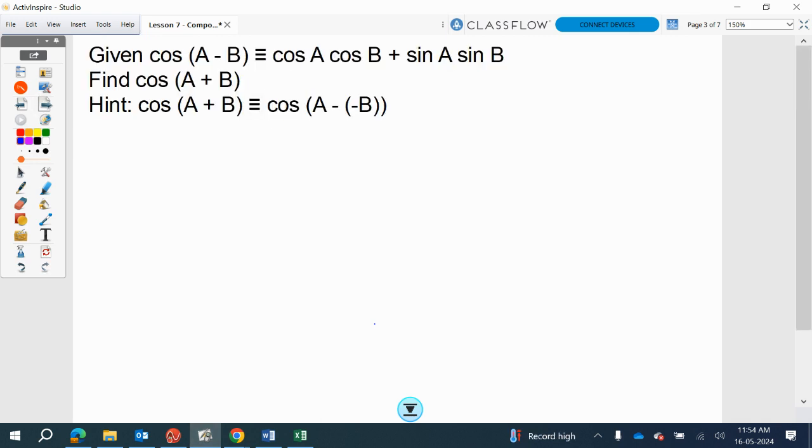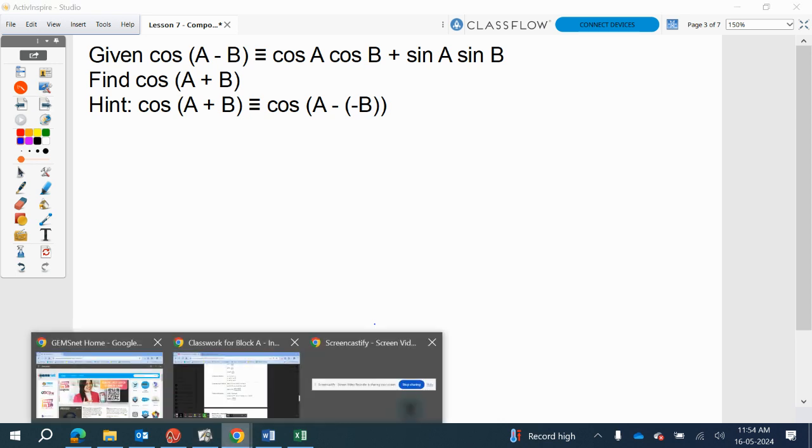Okay, have a go now at this. Do this as simplifying the expression cosine of A plus B. Use the information here given to make the simplification. Let me just pause for a minute.